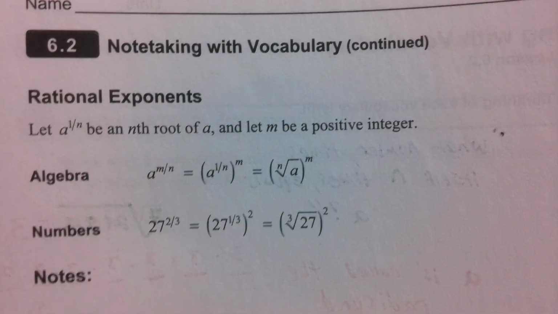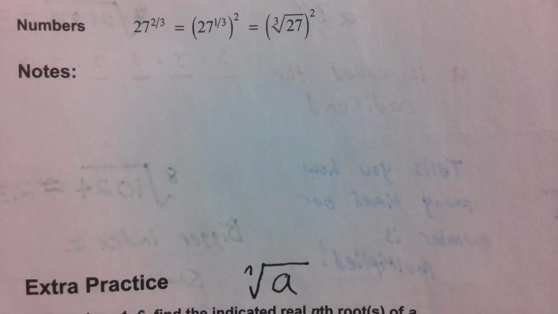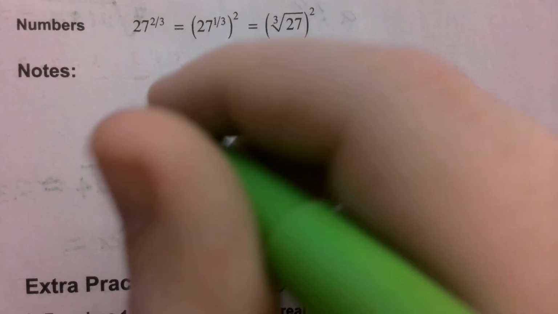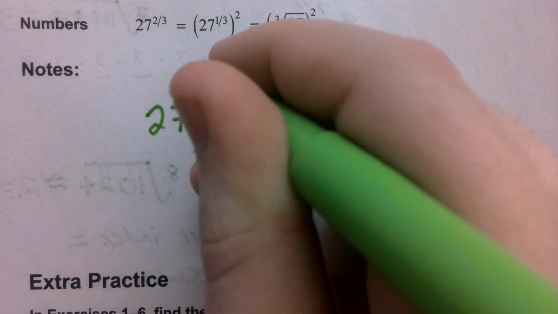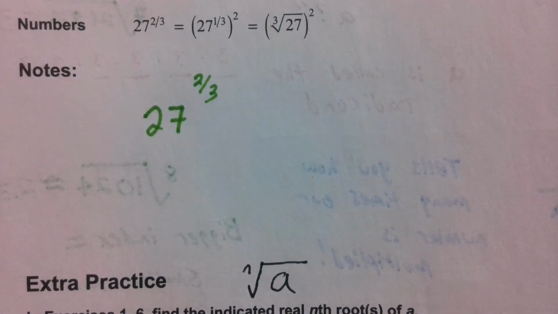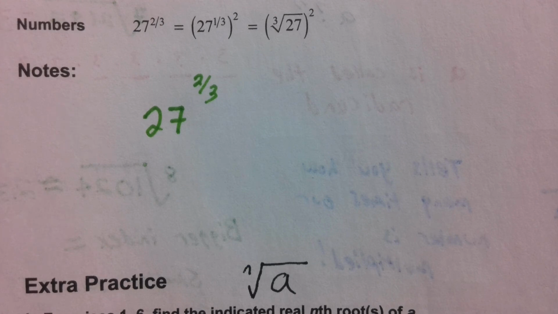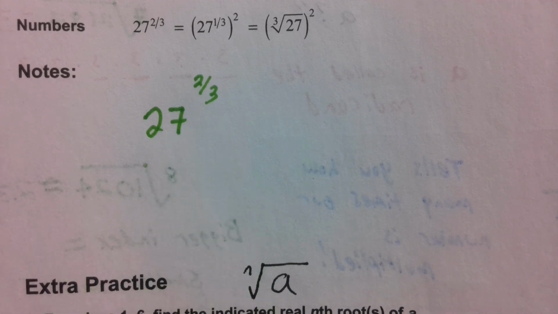The problem is, what if we had a numerator as well? Let's say we had the problem 27 raised to the 2/3 power. Well, if it was 1/3, we know we could rewrite it as the cube root of 27. But we don't have it raised to the 1/3 power. It's raised to the 2/3 power. It doesn't mean we go home and give up.